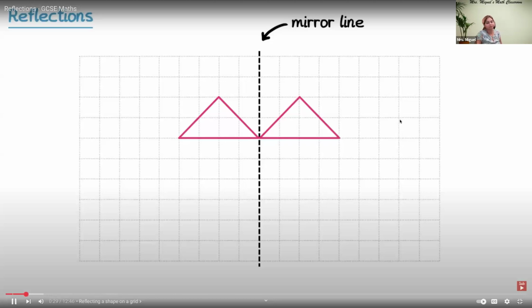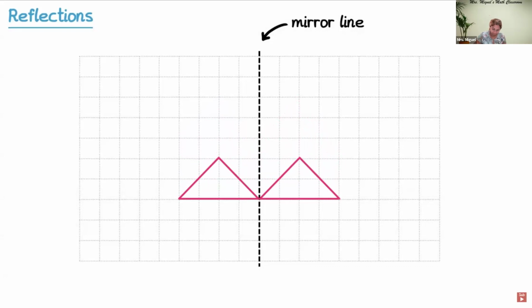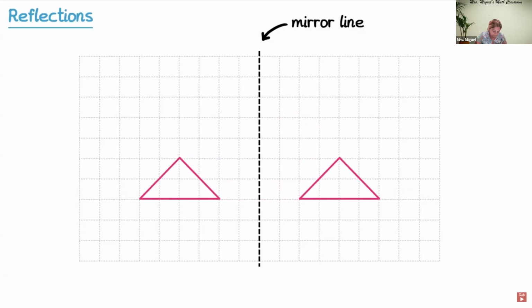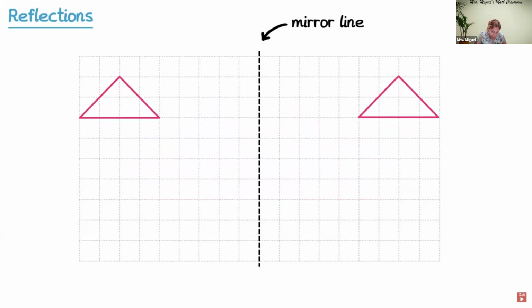If we move the original triangle up or down the mirror line, its reflection will follow. If we move the original triangle away from the mirror line, its reflection will also move away from the mirror line the same distance. So the original shape and the reflection are always the same distance away from the mirror line. This applies to all of the points on the shape. The original shape is known as the object. This is the one that's going to be reflected. The one that has been reflected is known as the image.